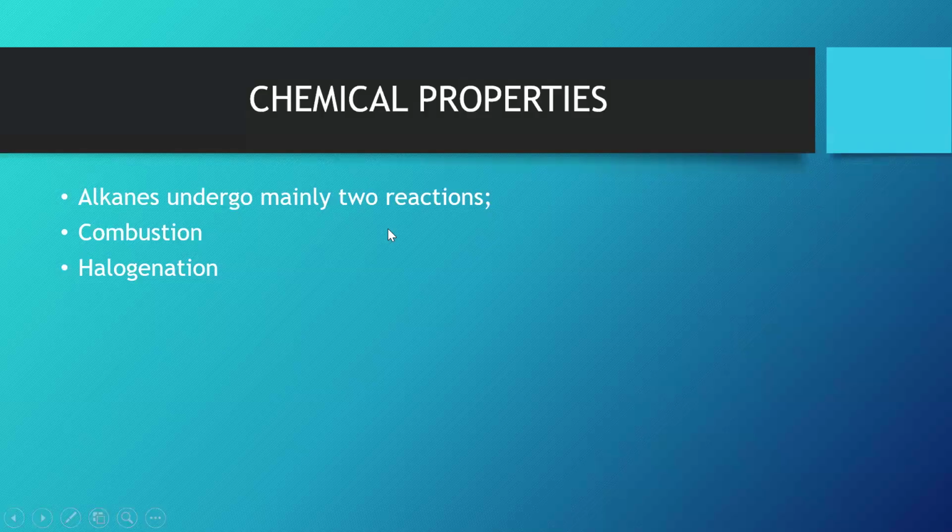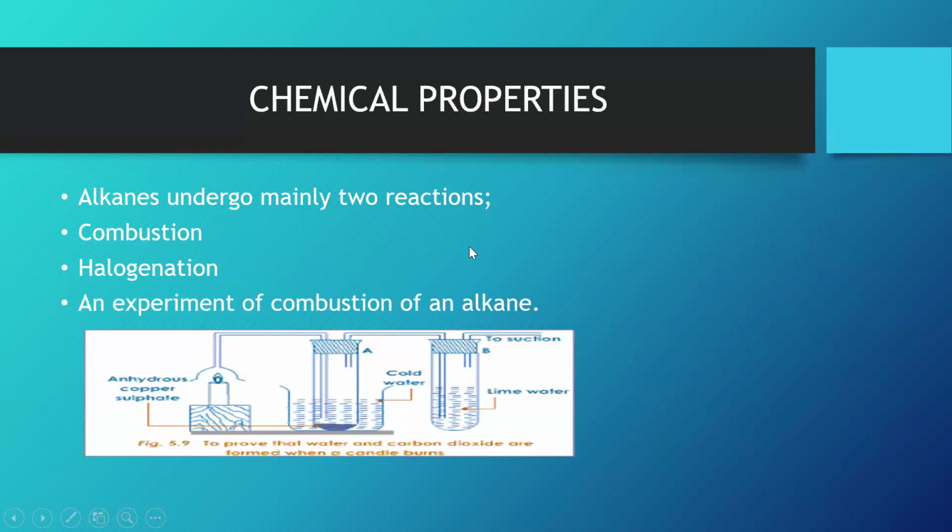Okay, so we move on. So we have an experiment on the combustion of an alkane. I hope all of us can see the screen. So when we are dealing with an alkane, an experiment to show the combustion of an alkane, we use a candle because a candle is made up of an alkane. What is the name of that alkane that we find in the candle? Who has an idea on the name of that alkane?